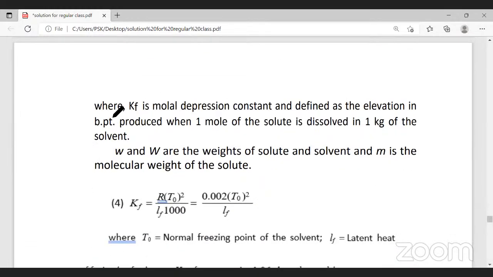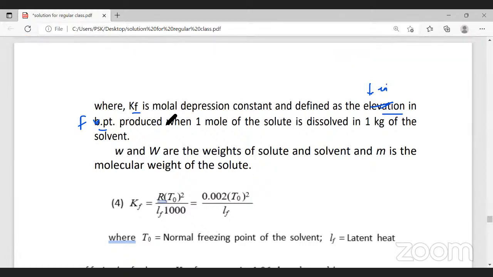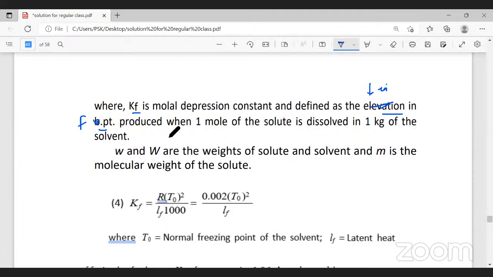This molar depression constant I clearly defined. What is Kf? Kf is molar depression constant, and it is defined as elevation in boiling point. So it's a mistake. It's not elevation, it is the decrease in freezing point produced when 1 mole of a solute is dissolved in 1 kg of the solvent. Wrongly typed. So the molar depression constant is defined as the decrease in the freezing point produced when 1 mole of a solute is added in 1 kg of solvent.